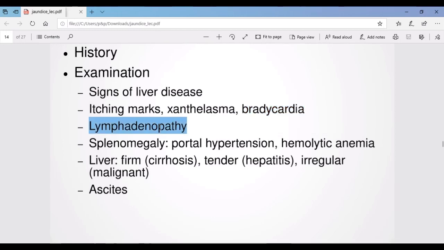We ask about lymphadenopathy because if the patient has lymphadenopathy, we might think of lymph nodes in the porta hepatis causing obstruction of the bile duct, again obstructive. Splenomegaly is present either as a sign of liver disease, portal hypertension, or it is present in hemolytic anemia. So we have to examine for splenomegaly. We examine the liver: a hard liver like in cirrhosis, a tender liver like in hepatitis, or an irregular liver like in malignancy. And we examine for ascites as a manifestation of liver disease.